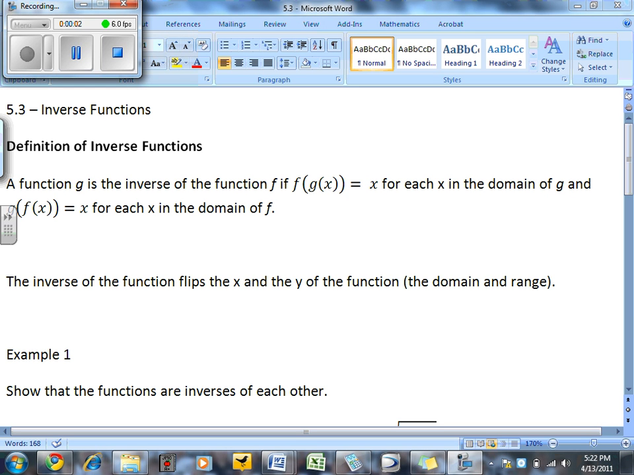Section 5.3 should look pretty familiar to you since we actually went over inverse functions in pre-calculus. If not, that's fine. We'll ring a few bells here. First of all, what we're going to give you is a definition of an inverse function.